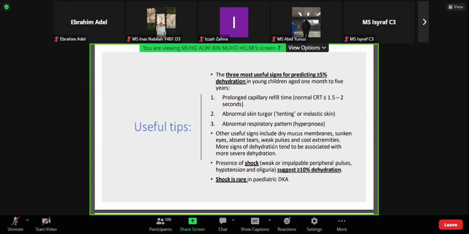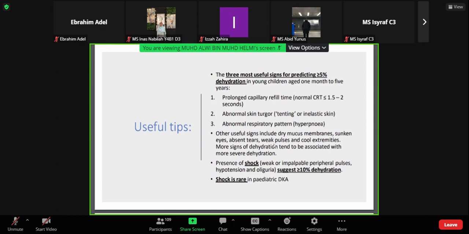Same goes if you think the child is moderate, so you can slightly reduce the correction, because later on you want to be very precautious in treating dehydration. You don't want to cause hyponatremia. Okay, so you can look at the capillary fill time, abnormal skin turgor, respiratory pattern. Okay, a visible sign such as mucosa. Look at mucosa, tears, pulses and extremities.